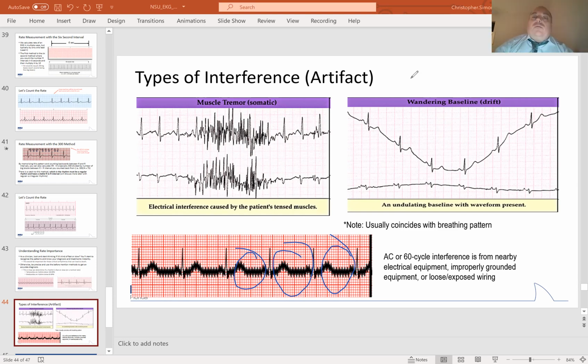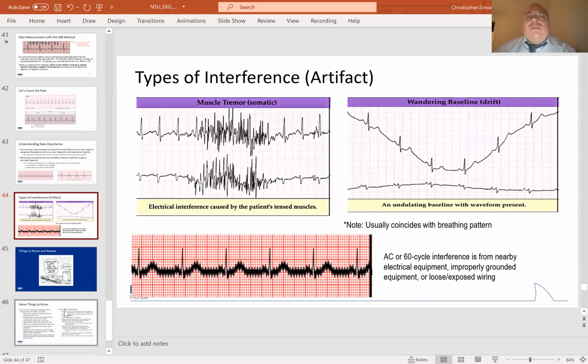Sometimes unplugging and replugging the leads into the machine itself might fix it, or sometimes there can be electrical equipment around the patient which causes it. That's not really common anymore. That was a problem more a long time ago. Or if you can't figure it out, you might just need to get a different machine, right? It might just need to be serviced. So that's pretty much it for interference. All that stuff we call squiggly lines when we're trying to read the EKG, the term for that is artifact, right?